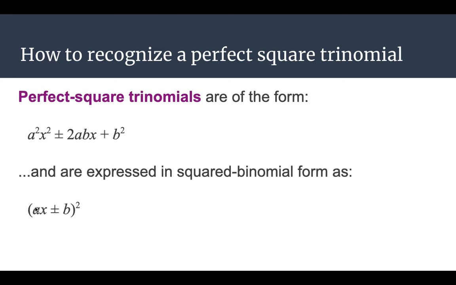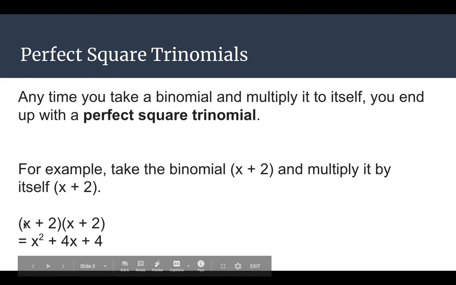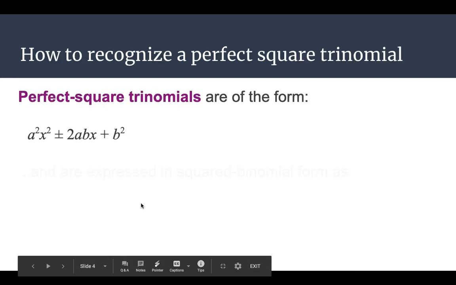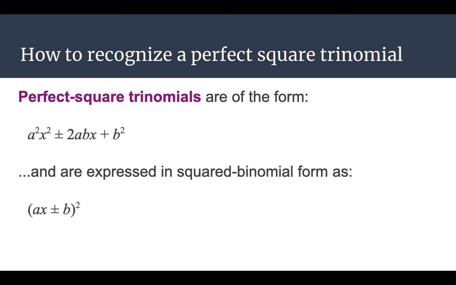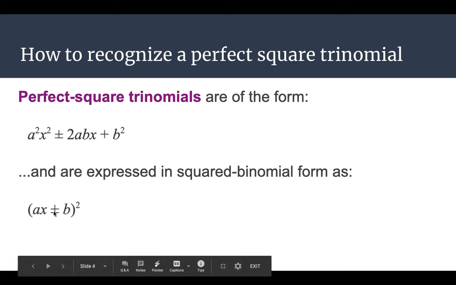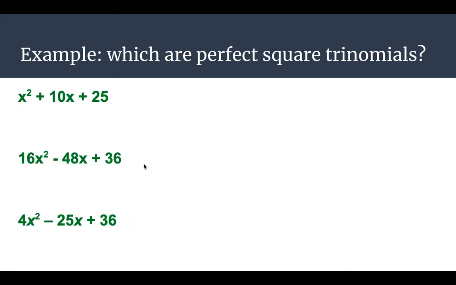So if we go back to the last slide, this is 1x, so 1 would be a, and then b would be 2, right? So ax plus b times ax plus b gives you that result. Now sometimes you need to use the minus sign, and we're going to do some examples with this. So first off, we're going to look at these three equations, which are perfect square trinomials.